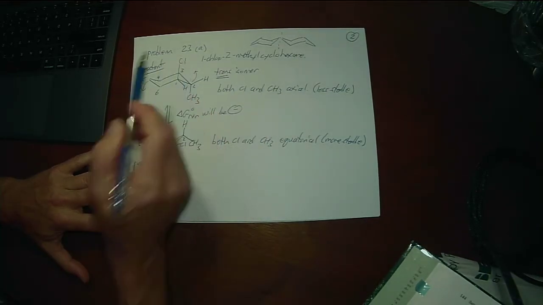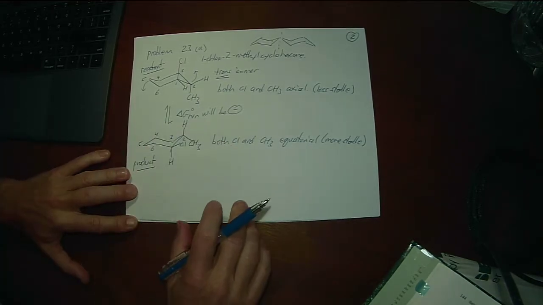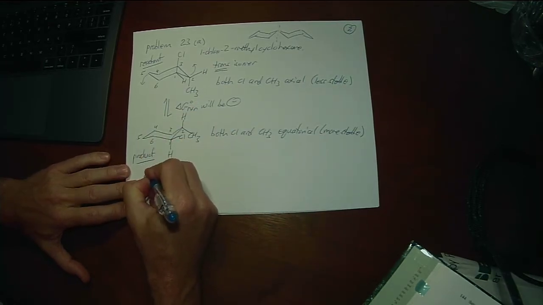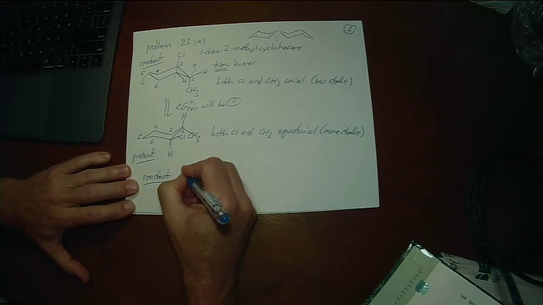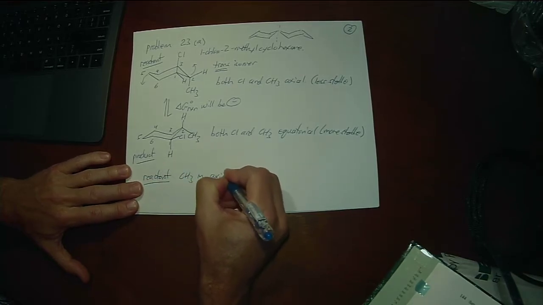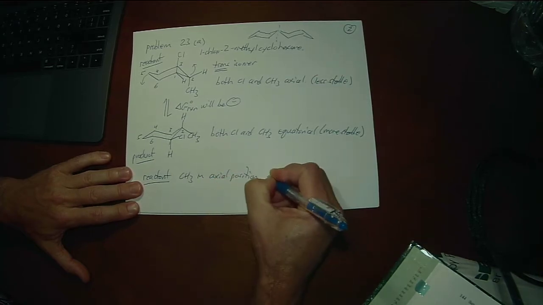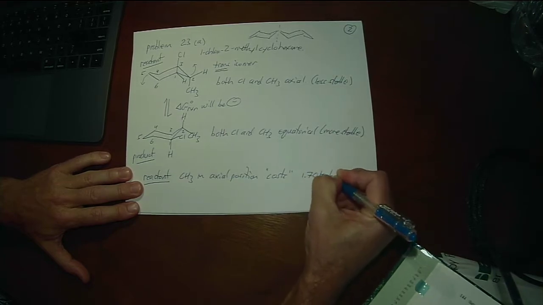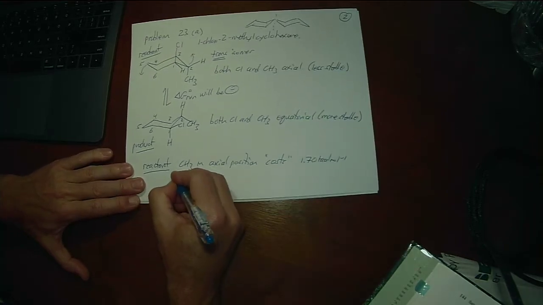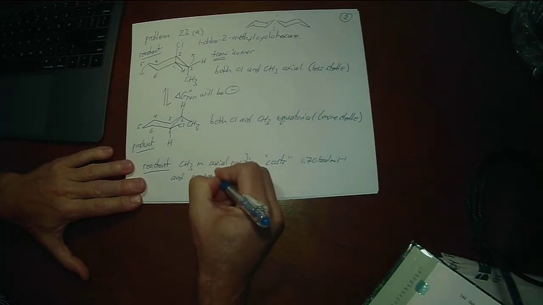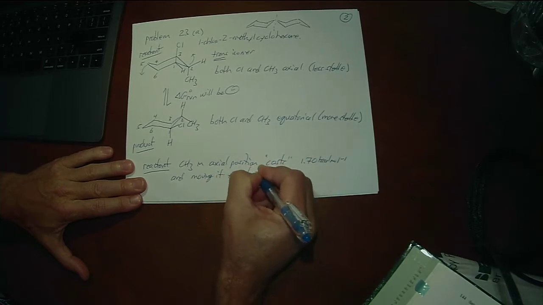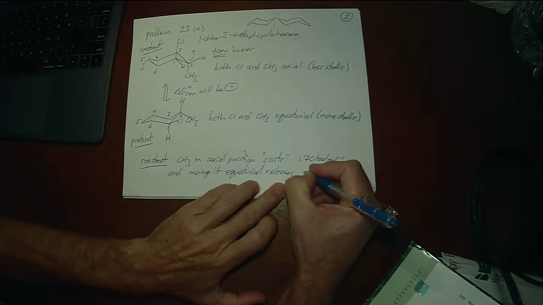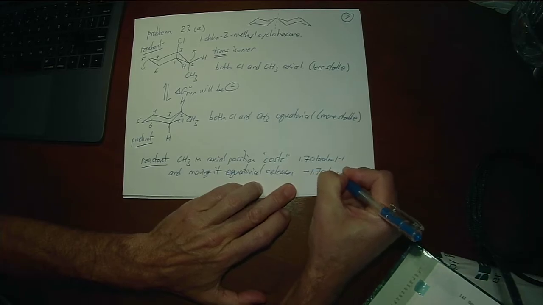The amount of energy that it's costing us to put that chlorine in the axial position and that methyl group in the axial position, both are going to be relieved. So in the reactant, the methyl in the axial position costs 1.70 kilocalories per mole, and moving it to the equatorial releases that 1.7. So negative 1.70 kilocalories per mole.